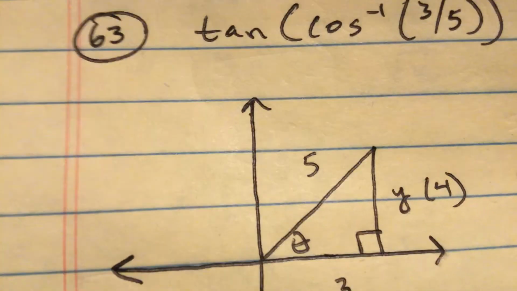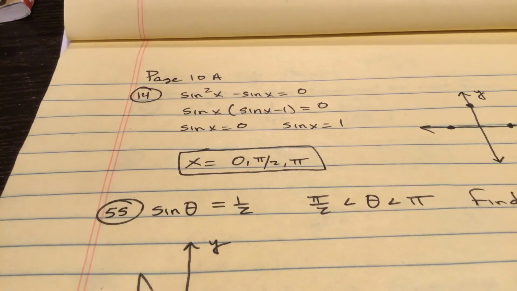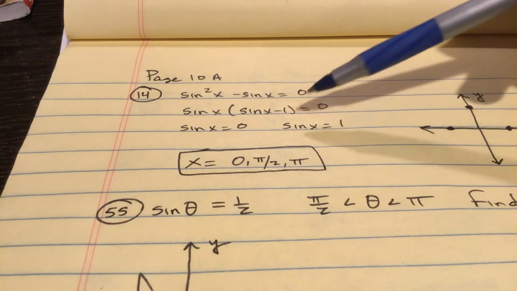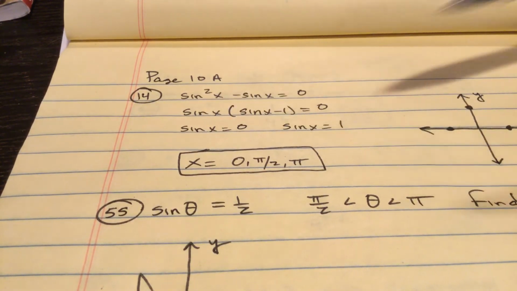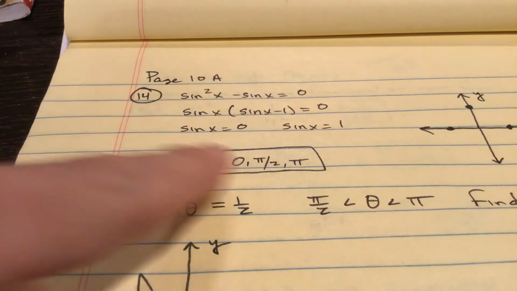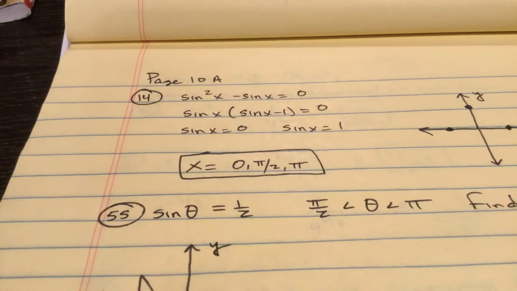All right, then also from page 10a, 14, which is just like it before. And then this is the last of those. So it's really like the one I just did. Factor out the sine x they have in common. Cover up method. You know, sine x equals 0. Sine x minus 1 is 0.